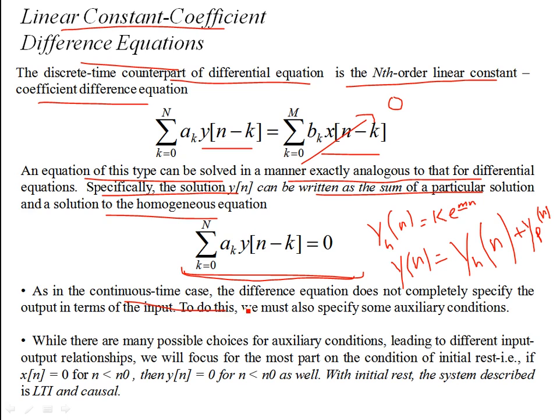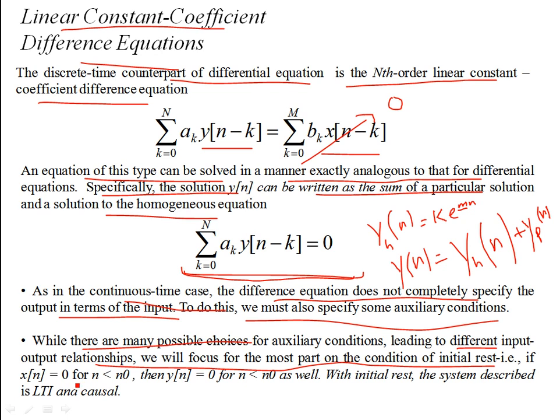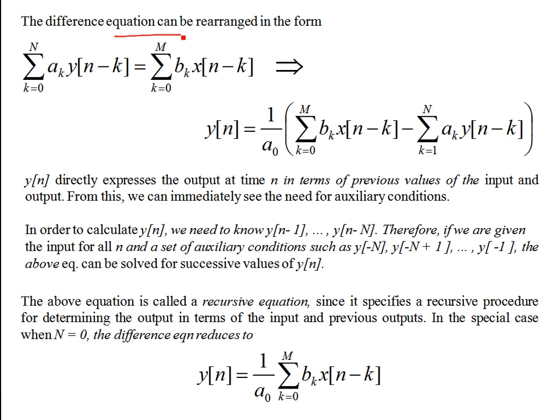As in the continuous time case, the difference equation does not completely specify the output in terms of the input. To do this, we must specify some additional conditions. While there are many possible choices leading to different input-output relationships, we'll focus for the most part on the condition of initial rest. Since we are talking about LTI and causal systems, if x[n] is 0 for n less than n0, then y[n] will also be 0 for n less than n0. This is a consequence of linearity and causality. So with initial rest, the system described is causal and LTI. The difference equation can be rearranged in the form, as such.